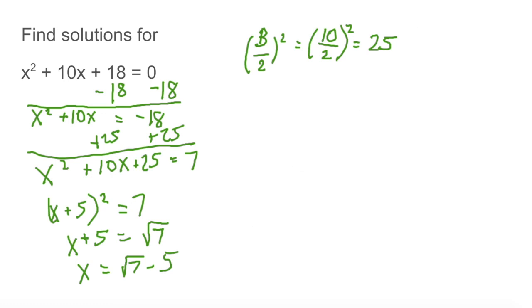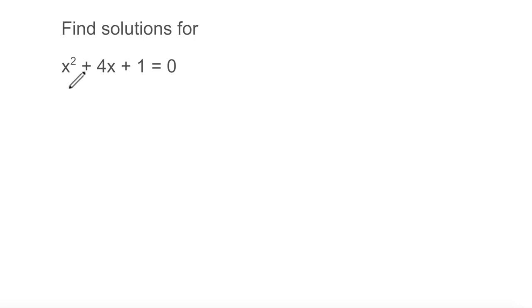Let's try another one. Here we're going to solve x squared plus 4x plus 1 equals 0 using the complete the square method. So our first step here is to get rid of this c term, which is a 1. So we have a positive 1. We're going to subtract 1 from both sides of the equal sign. And we'll rewrite our equation as x squared plus 4x equals negative 1.